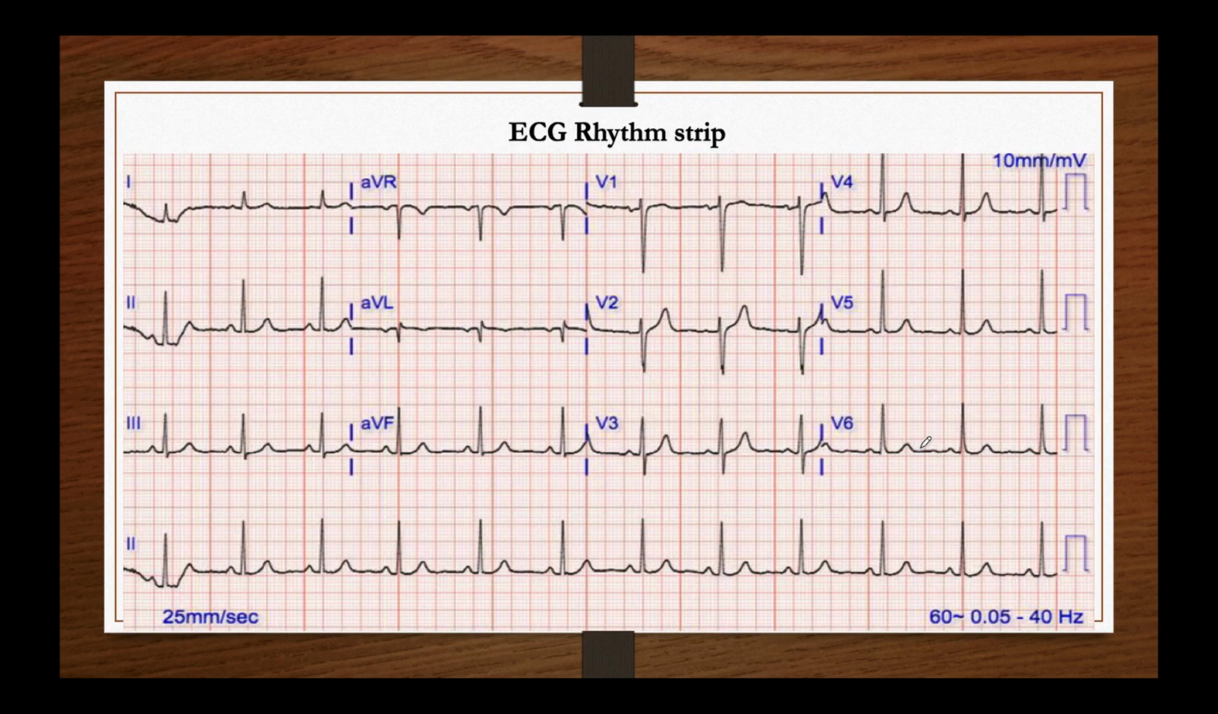So this is a rhythm strip of the ECG. And as you can see, we have our standard lead 1 over here. We also have our standard lead 2 over here, then lead 3, then our augmented leads AVR, AVL, and AVF, then our precordial leads running from V1 to V6 over here. Now, an important thing that I want to draw your attention to is the calibration spike. This is what we refer to as the calibration spike.